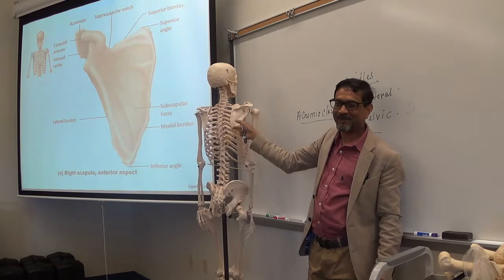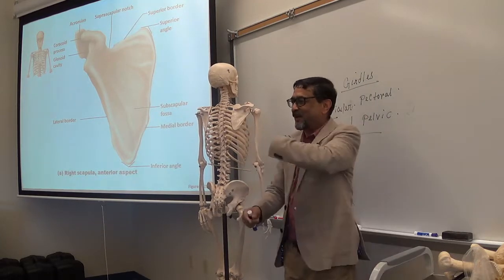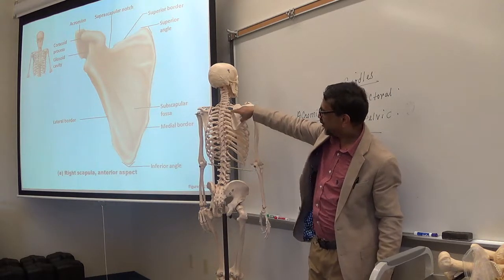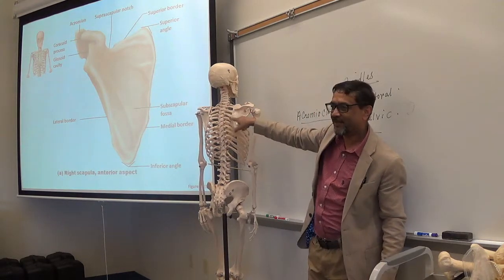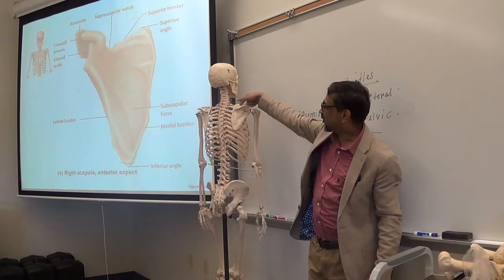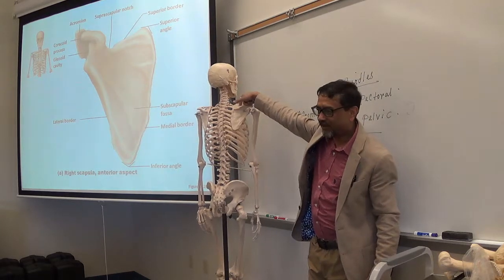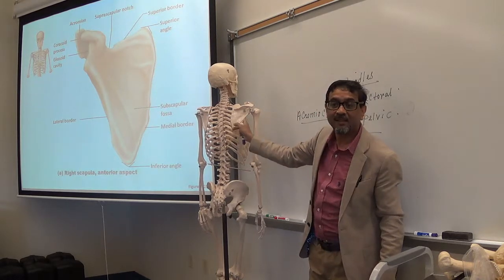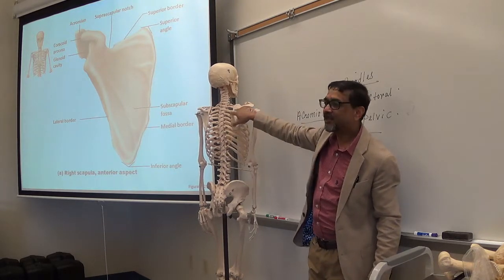Lateral. Make sense? Lateral means away, sideways. And this is medial, towards the midline. Medial. Make sense? So this is what? Superior border. This is lateral border. This is medial border.